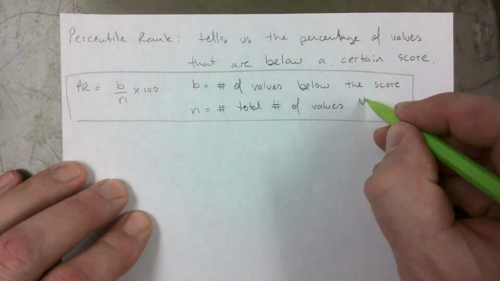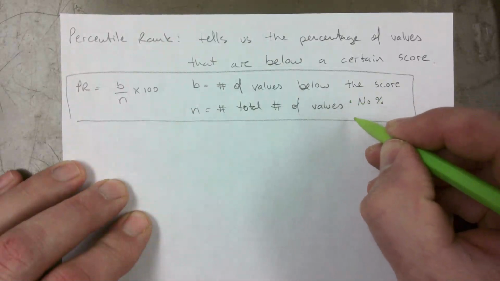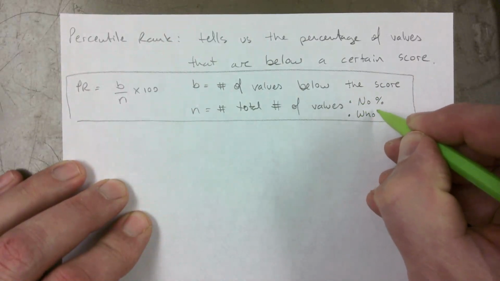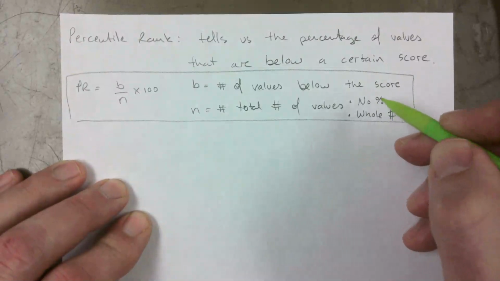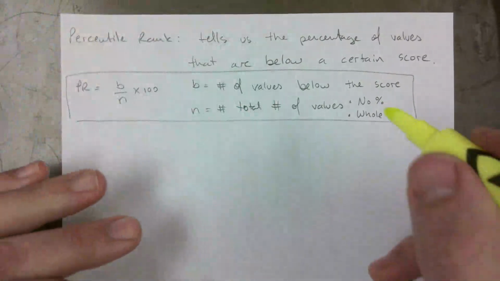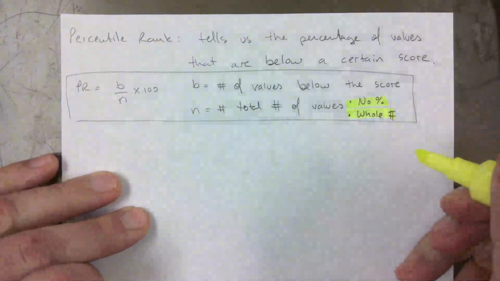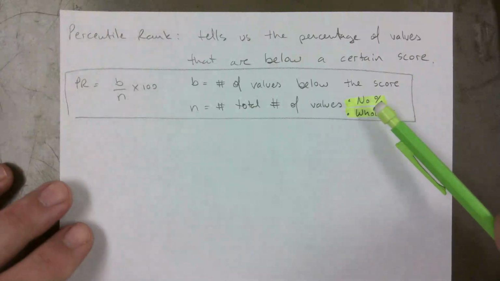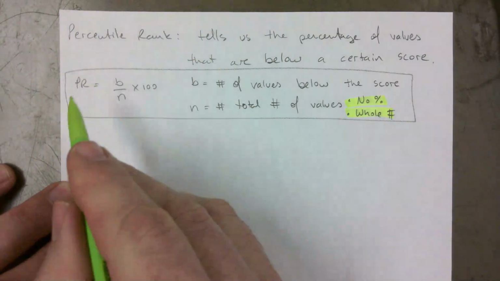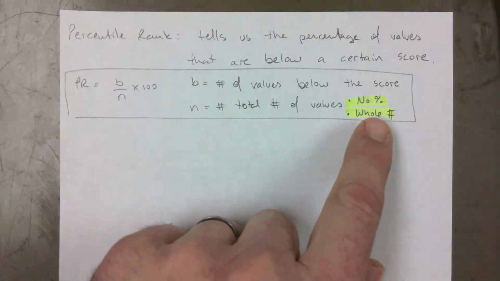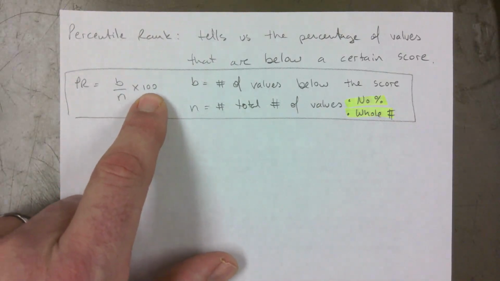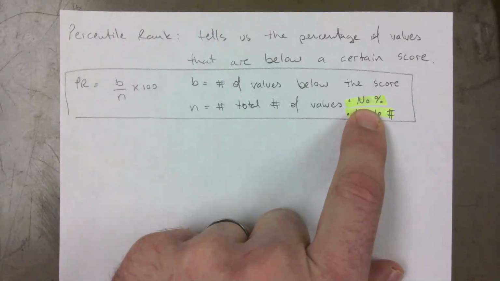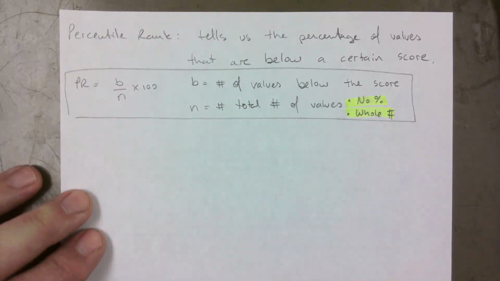No percentages, whole number. If you don't have that on there, you can lose a lot of marks. So make sure, no percentages, whole numbers for the answer of this, which is counterintuitive because you multiply by 100, you've been told the whole time to do it, but no, you're ranking.